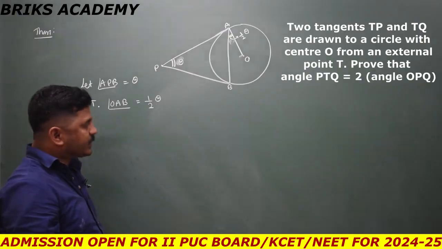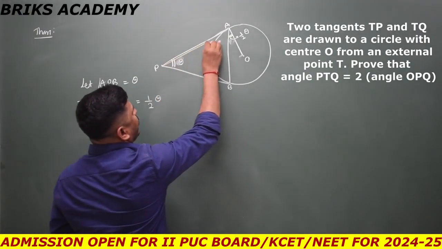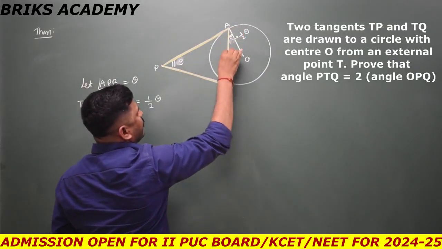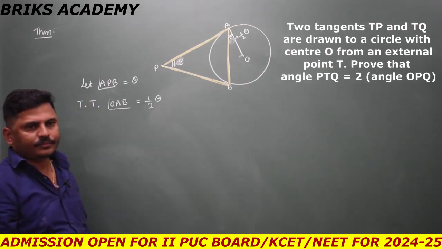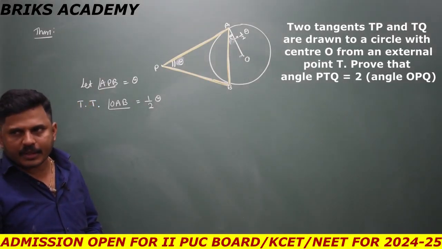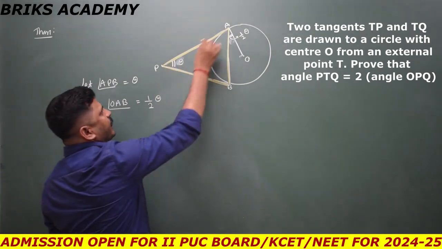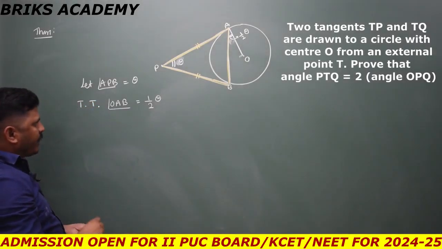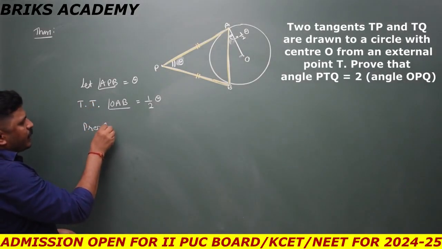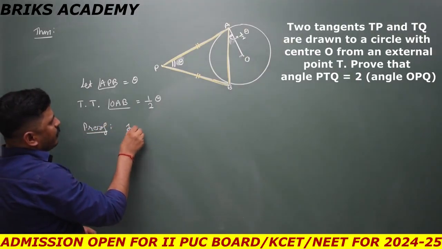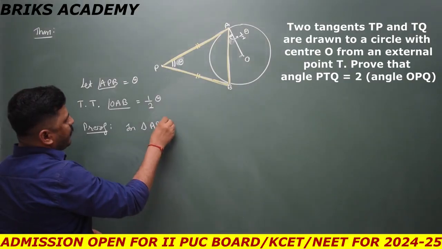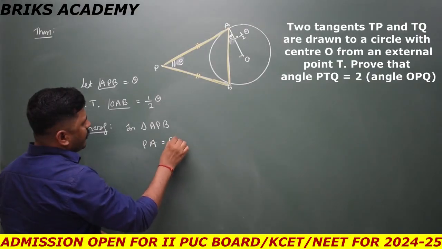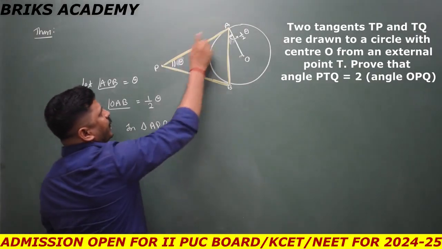First I will consider this triangle. In this triangle APB, is it PA equal to PB? Why? What does the theorem say?